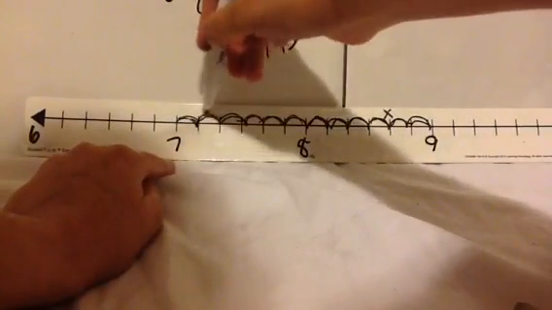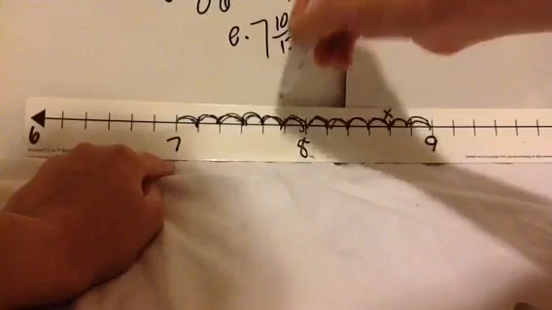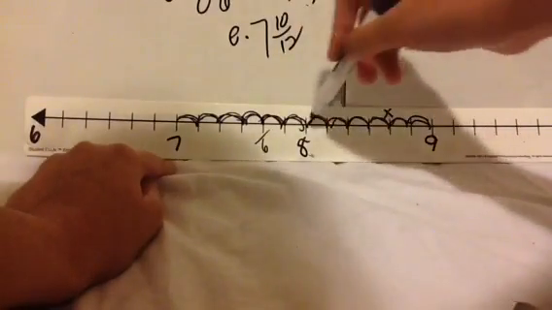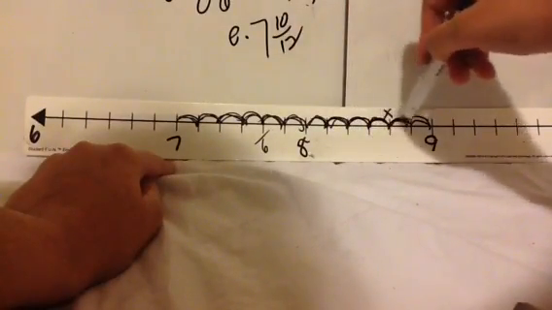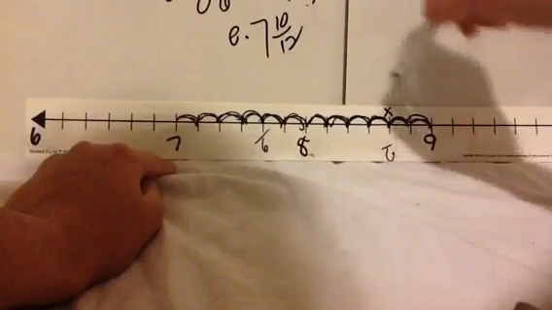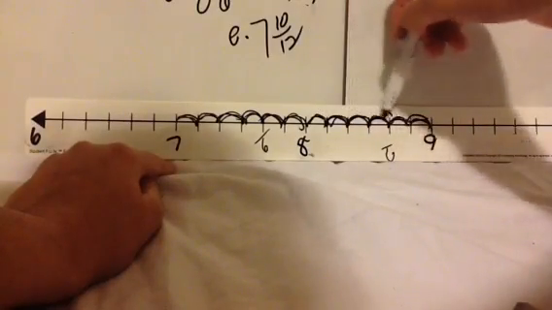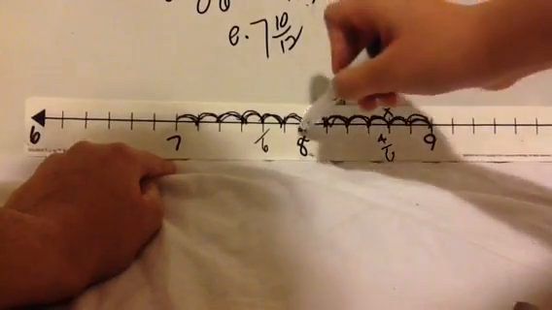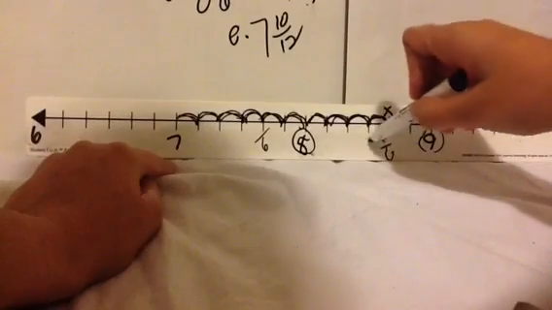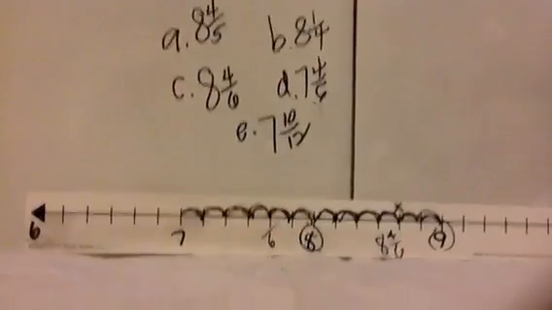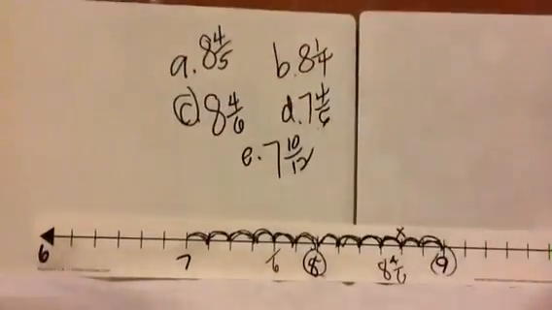So between 7 and 8, you want to count 1, 2, 3, 4, 5, 6. So it's cut in sixths. 1, 2, 3, 4, 5, 6. This is also cut in sixths. 1, 2, 3, 4. This is 4/6. It's between 8 and 9. So this is 8 and 4/6. So notice this would be my correct answer.